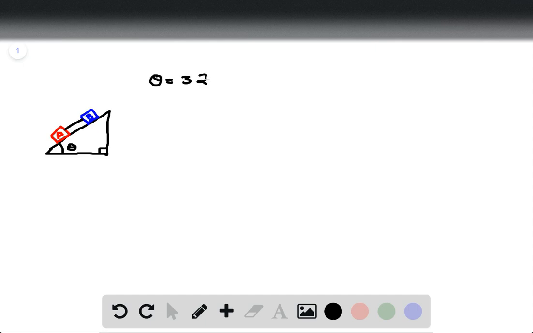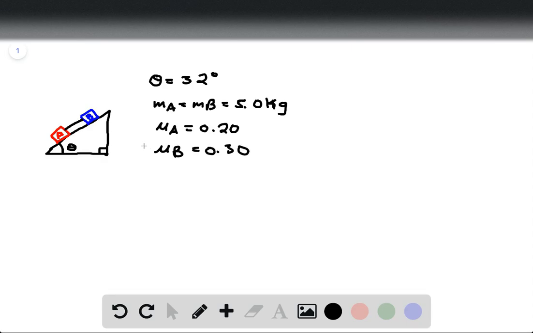So I just like to start by writing down our given information. MA is equal to MB is equal to 5 kilograms. Mu A, and we are asked to find the acceleration A and tension, which I'll label T, in the cord here.